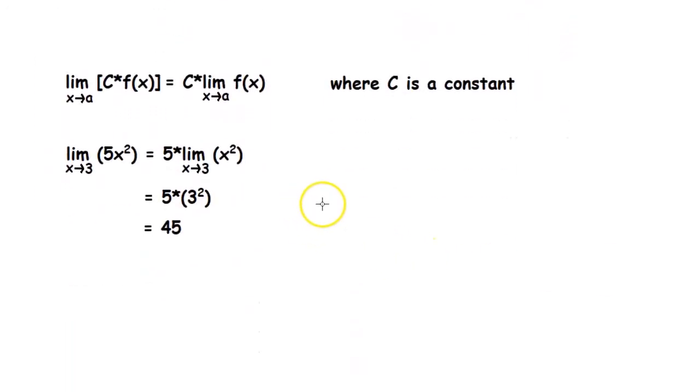So this is when we have a constant together with a function. We can remove the constant out and evaluate the limit of only the function. So for example, if we are given to find the limit of 5x squared as x tends to 3, we can take 5 out and write the limit of x squared as x tends to 3. So that will be 3 squared multiplied by 5, giving us 45.